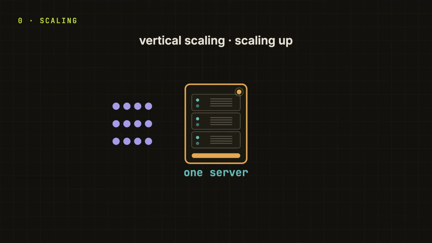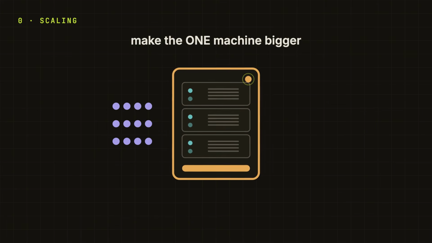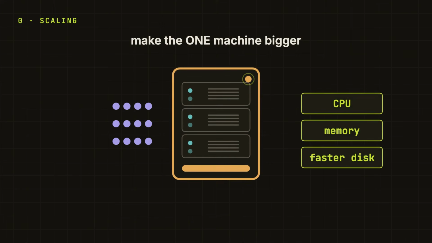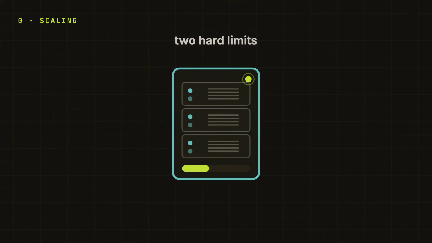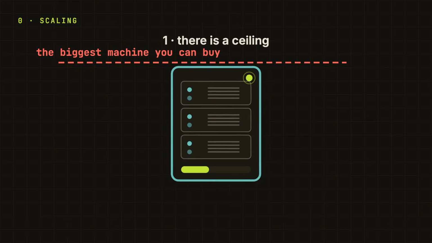This just means make the one machine bigger, more CPU, more memory, a faster disk. And honestly, it is the simplest fix. You change nothing about your code, you just rent a stronger machine. And it has two hard limits. One, there is a ceiling. You cannot buy an infinitely powerful computer, so eventually you run out of bigger.